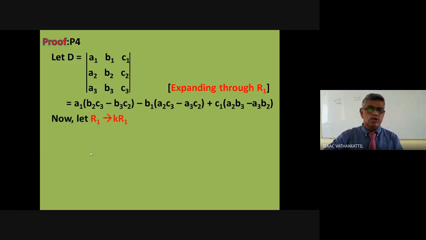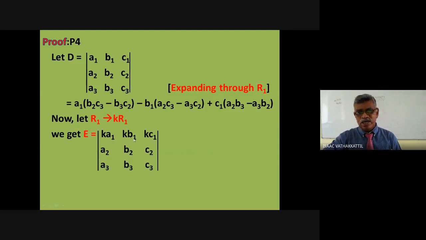Now what I'm going to do is multiply the first row with k. What I'm going to show is that by this operation, the value of the determinant itself is multiplied by the number k. So we get a new determinant E, equal to ka1, kb1, kc1, with all the rest of the elements as they are. I multiplied only the first row. What I am going to show is that the new determinant E is k times D. You can easily observe it.